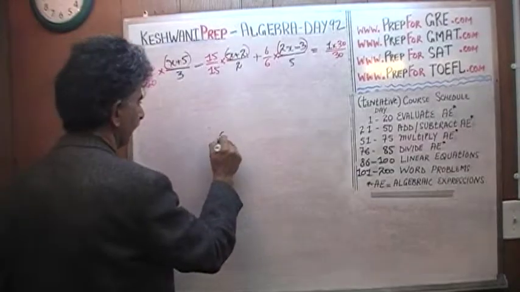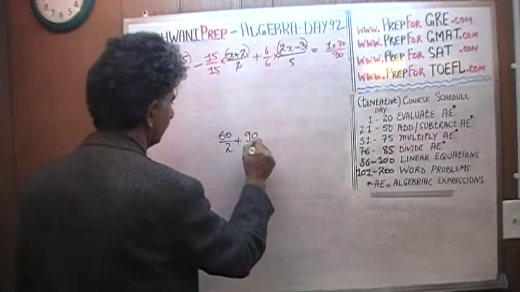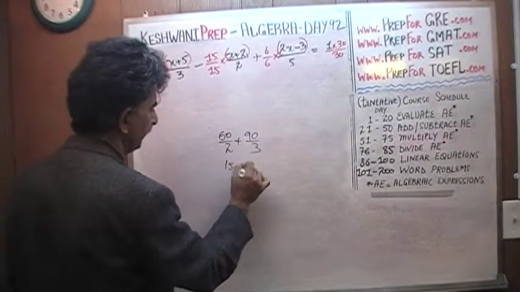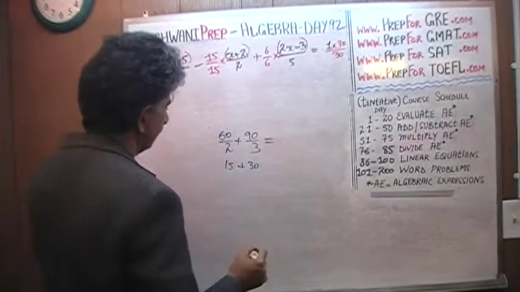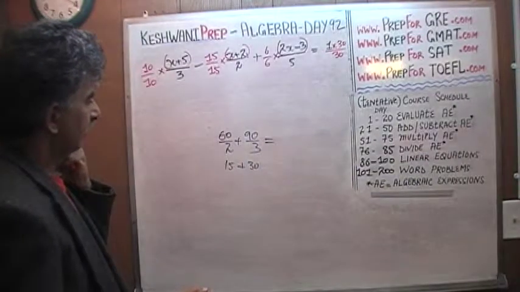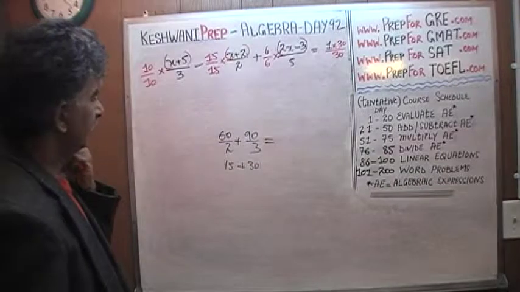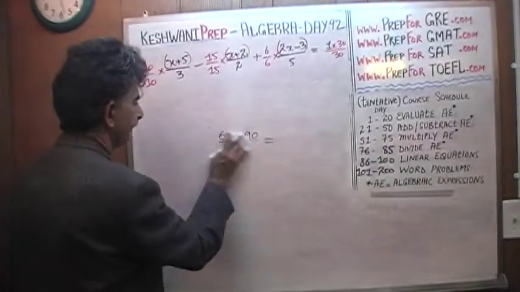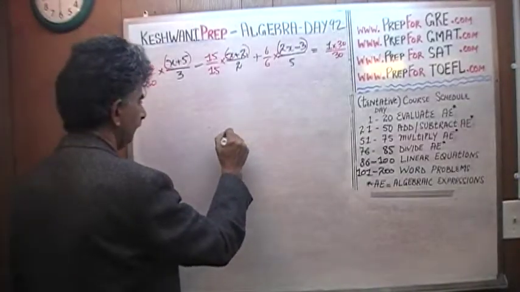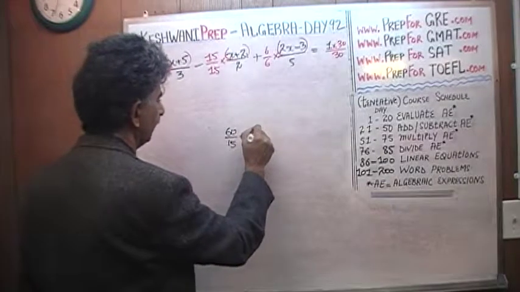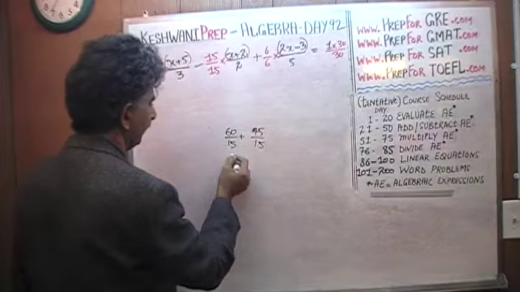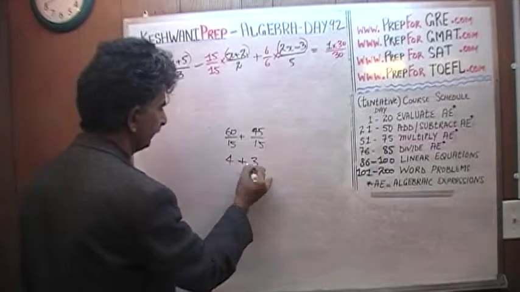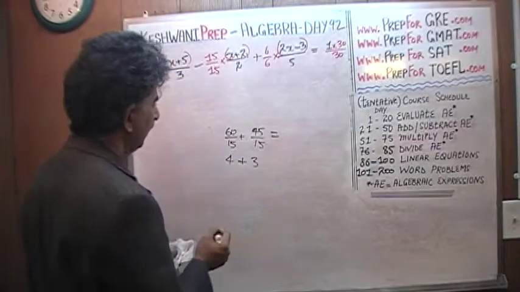For example, 60 over 2 plus 90 over 3, 60 over 2 is 30, 90 over 3 is 30, I'm getting confused. Let me redo this with a common denominator: 60 over 15 plus 45 over 15. 60 over 15 is 4, 45 over 15 is 3. I need a 7 here. I don't know why I'm making it so complicated.